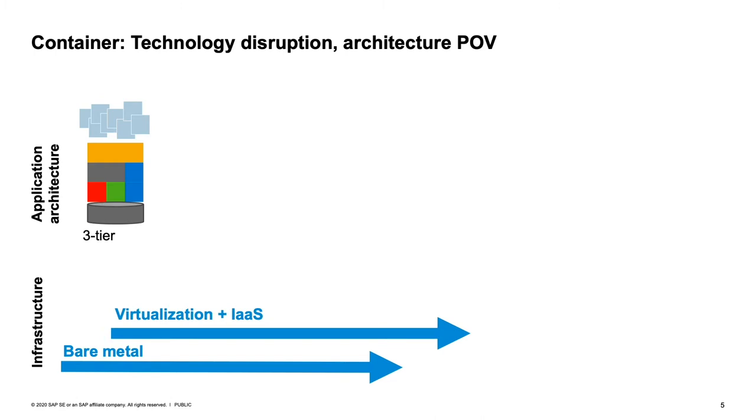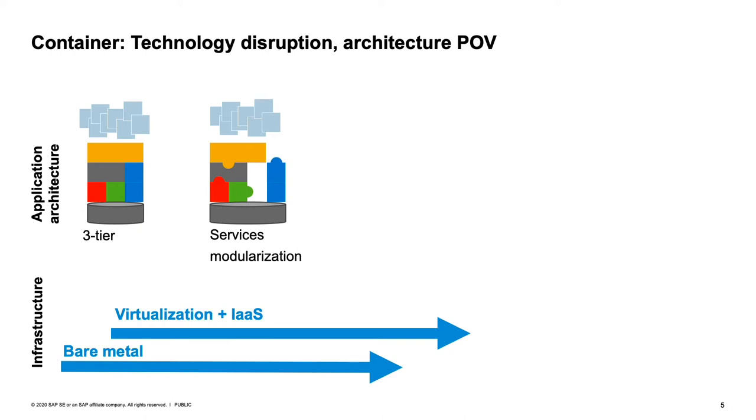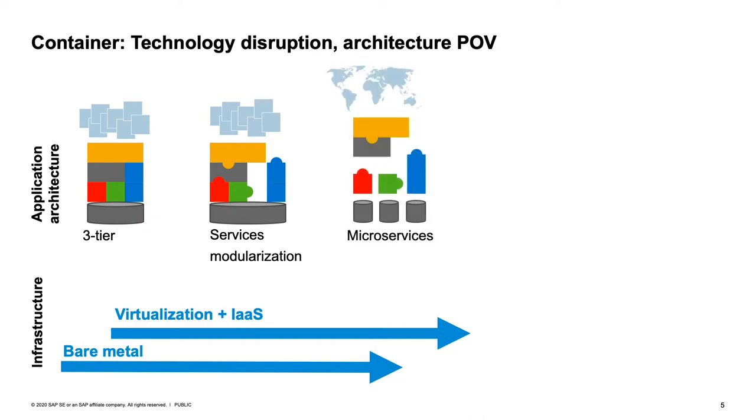An innovation that kicked in the early 2000s was virtualization and IaaS, which optimized and revolutionized the way we run 3-tier applications. And by today, most of the 3-tier applications are actually running in virtualized and not in bare metal environments anymore. The next step was services and modularization, to cut the services into interfaces and make sure they interoperate. The big change that we're seeing today is with microservices, by really cutting up those services and making them independent of each other.